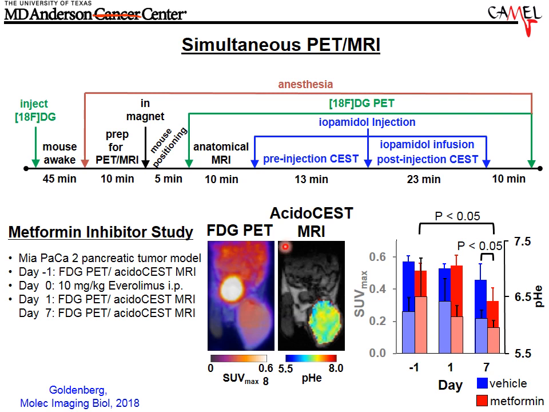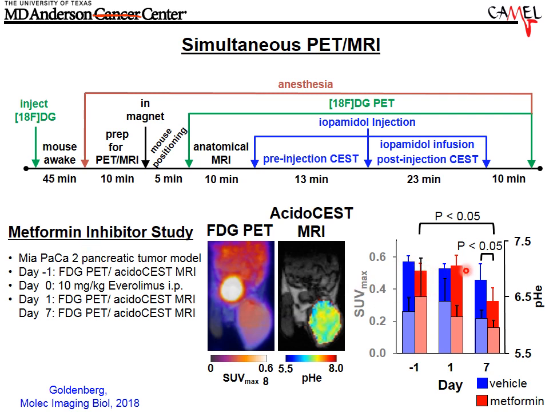As a final example, we used simultaneous PET MRI to study a tumor model that was treated with metformin. Metformin is an interesting drug with many consequences. One is that it does decrease the mitochondrial function. It also inhibits gluconeogenesis, which is the conversion of lactic acid back into glucose. By inhibiting that process, lactic acid continues to build up in the tumor, and the pH should decrease. And that's what we saw.